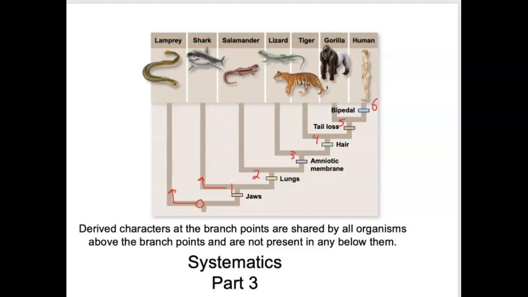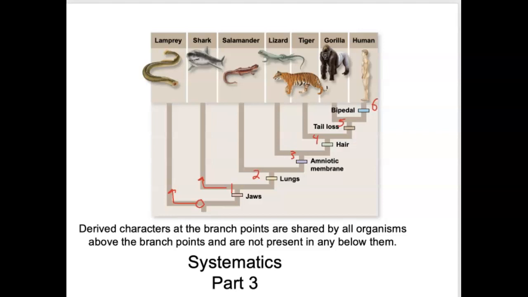Okay, so we are now going to progress to part 3 of the systematics lecture. Again, remember we talked about biodiversity and how we organize all the diversity of life out there, trying to create a better picture of the relatedness between species and different taxonomic groups. In the last lecture, we talked about ancestral and derived characteristics. The derived characters or features are basically what you use as those branch points, and it's shared by everything above the branch point, but not below.